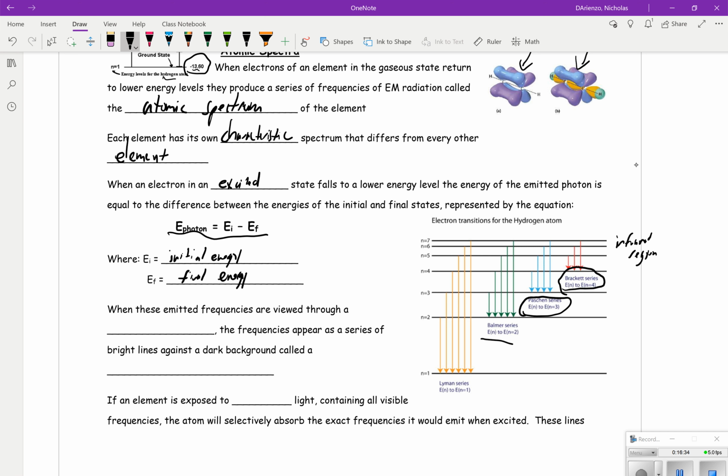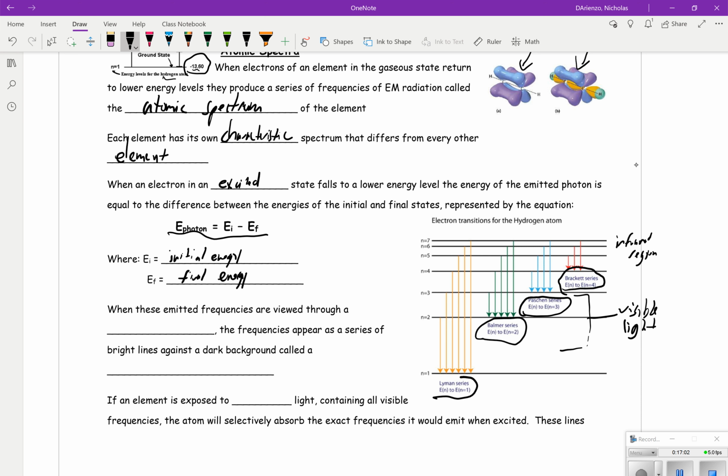The Paschen series and the Balmer series, where we have a little bit of a farther drop, are going to be a larger amount of energy, from 7 to 2, or really anything from a higher level down to 3 or down to 2. These are going to produce photons in the visible light region.